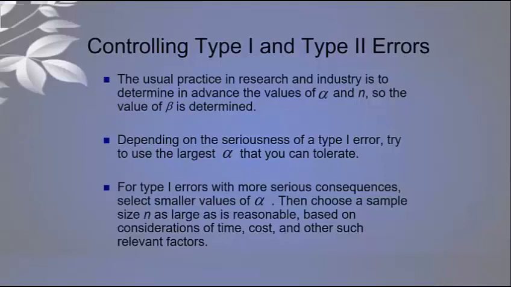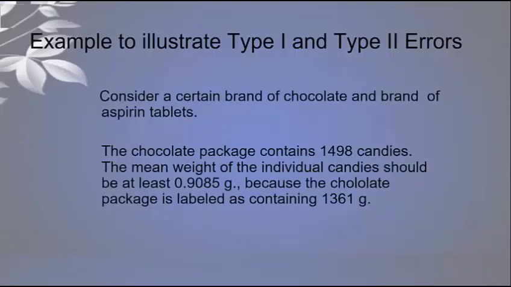Depending on the seriousness of the type 1 error, try to use the largest alpha that we can tolerate. For type 1 errors with more serious consequences, select smaller values of alpha. Then choose a sample size n as large as is reasonable, based on consideration of time, cost, and other such relevant factors. Illustrate type 1 and type 2 errors.